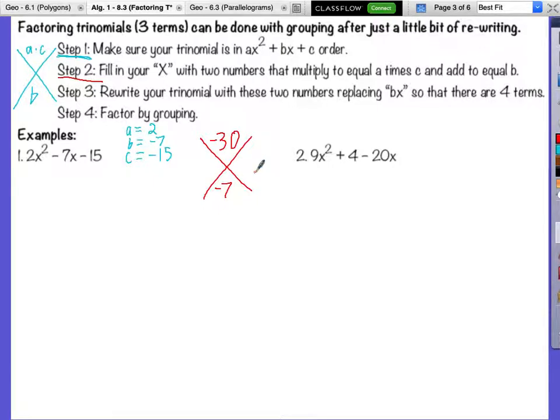Now what we were looking for is we're going to try and complete our X. How many empty spots do we still have in this X? 2. We have the left and the right.